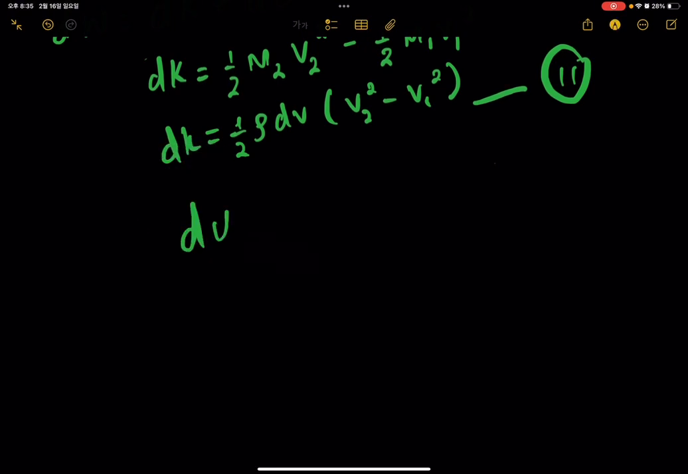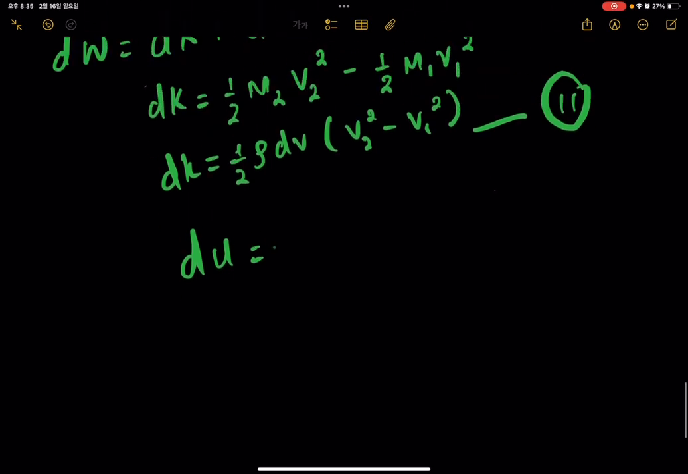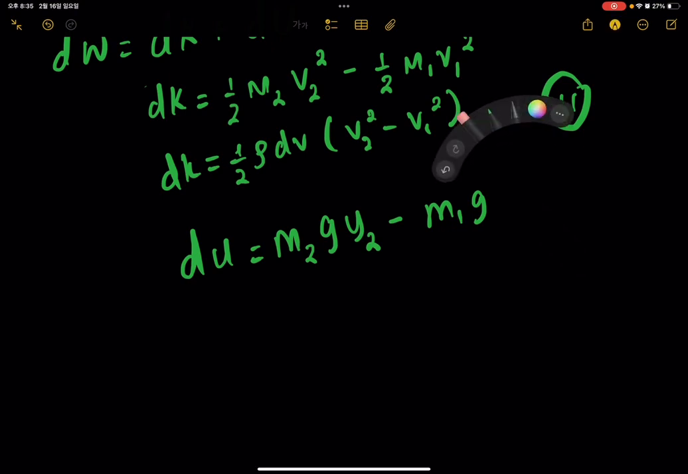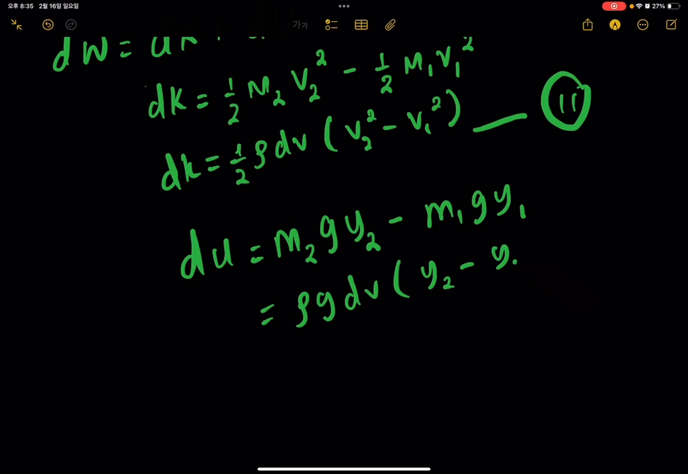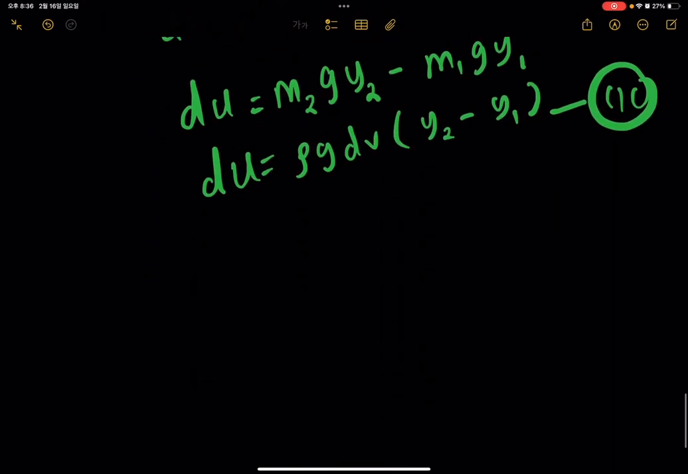Now for the potential energy. The change in potential energy: we can see from the diagram that the height of point 2 is relatively higher compared to the height of point 1. So our potential energy change is going to be m2 g y2 minus m1 g y1. And this is going to be density times g dV times (y2 minus y1). And this is the change in potential energy. So leave this as the third equation. Now we can see that equation 1 is equal to equation 2 plus equation 3.